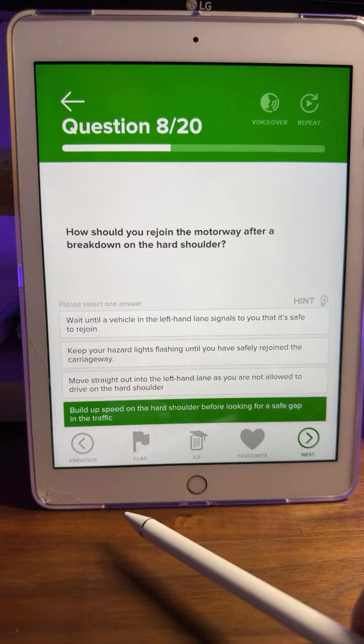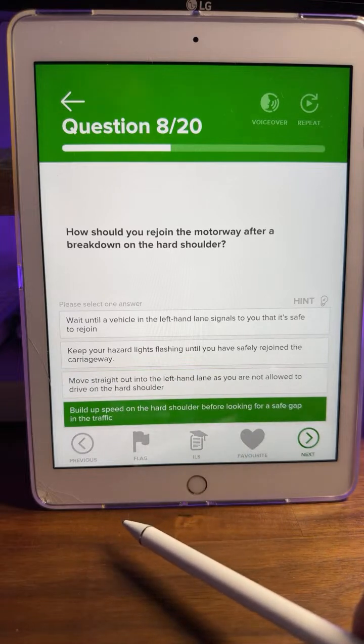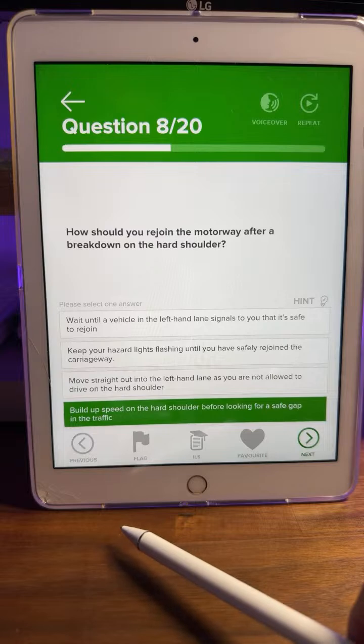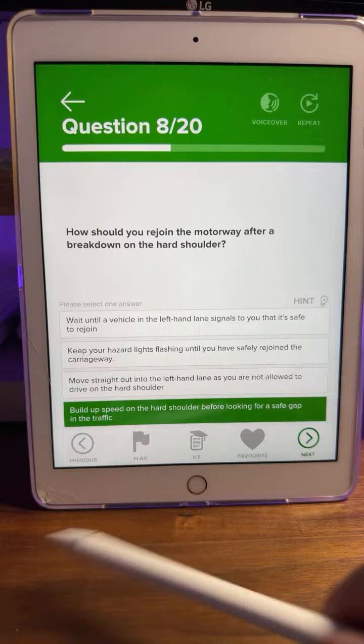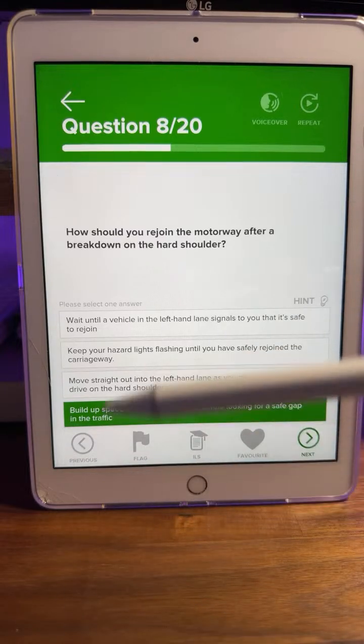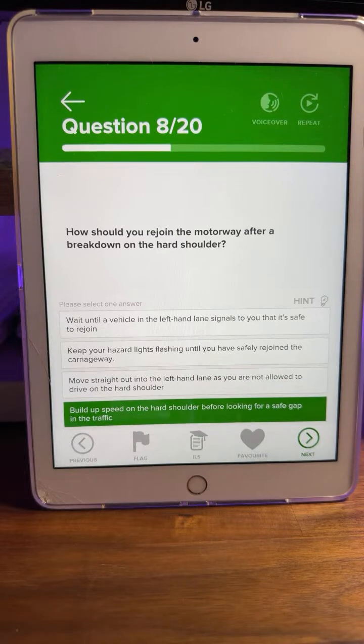Let's look at answer D. Build up the speed on the hard shoulder before looking for a safe gap in the traffic. Now, that actually makes more common sense, doesn't it? You can use the hard shoulder, if it's safe and clear, to get your speed up to at least 50, 55 miles an hour. Make sure your right signal is on, and then start. Well, you should be looking anyway to see when it's safe to actually join the carriageway. Let's look at the hint.